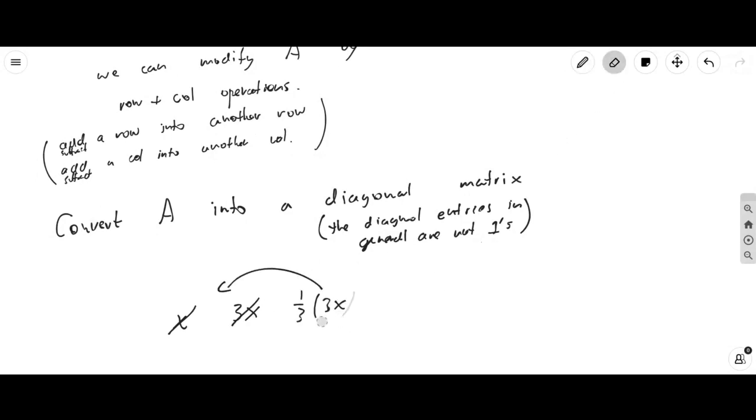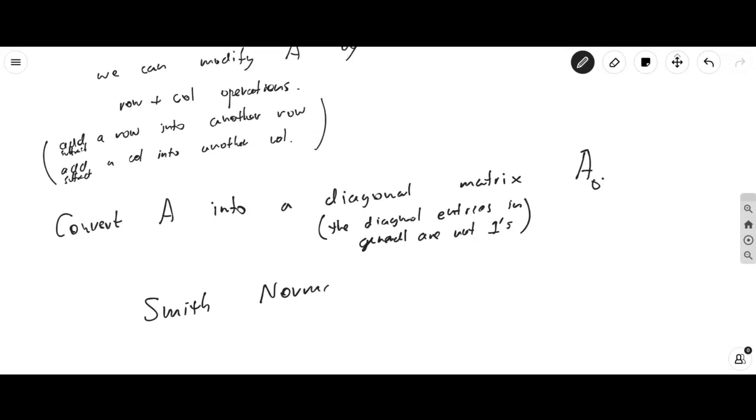But when you're working with the integers, if you take a vector and rescale it, that means that vector will only have multiples of 3. You cannot get back to the original x because you're not allowed to use a third. So because of that, when you use these operations, you in general will not have ones, but you will have integers on the matrix. So you get a diagonal matrix, and let's call this A0. And the name of this matrix is the Smith normal form.